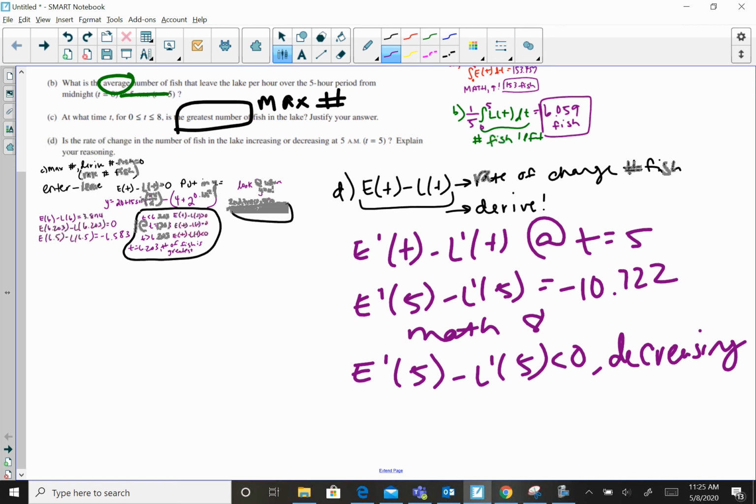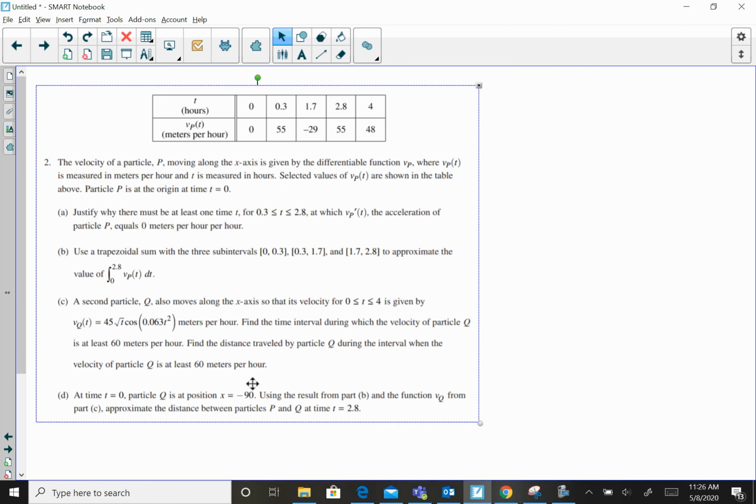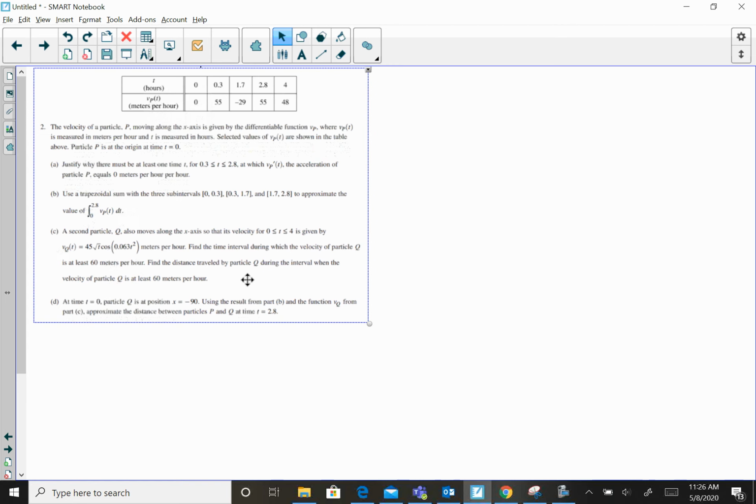Perfect. That's one. Next. The velocity of particle P moving along the x-axis is given by the differentiable function v of t, where v of t is measured in meters per hour, and t is in hours. Selected values of v of t are shown. Particle P is at the origin at time t equals 0. Justify why there must be at least one time t between 0.3 and 2.8 at which the acceleration must equal 0.